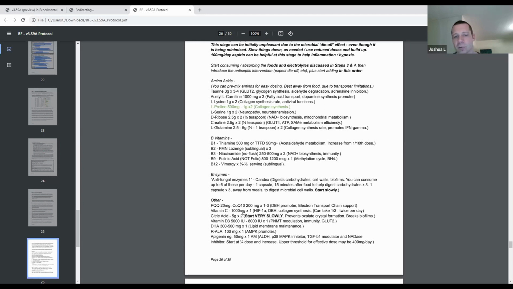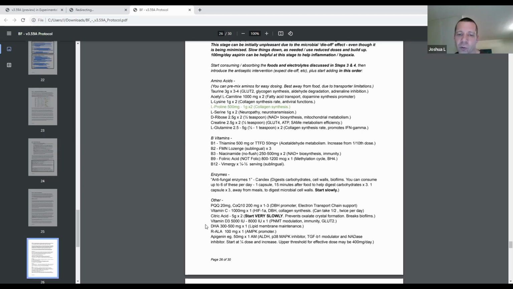DHA, critical for lipid membrane maintenance, but also that's via phosphatidylcholine. Phosphatidylcholine is actually required for ketogenesis, from beta hydroxybutyrate to acetoacetic acid. If you're low in phosphatidylcholine, then you have another backup. It does not work. Alpha lipoic acid promotes AMPK, which is mainly for metabolism, but it also acts as another way to break down biofilms.